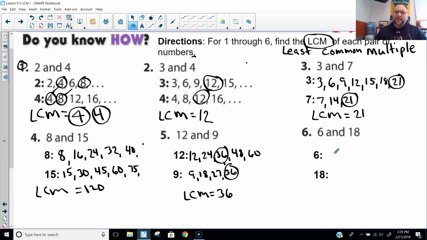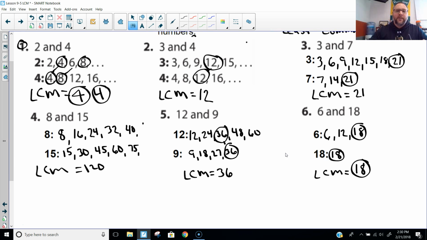And here we go, 6 and 18. So I'm going to make my list of 6 first. 6 times 1 is 6, times 2 is 12, times 3 is 18. Oh, this one's super easy. I already know what it is. My list of 18 starts with 18, and there is my least common multiple. My least common multiple, or LCM, equals 18.